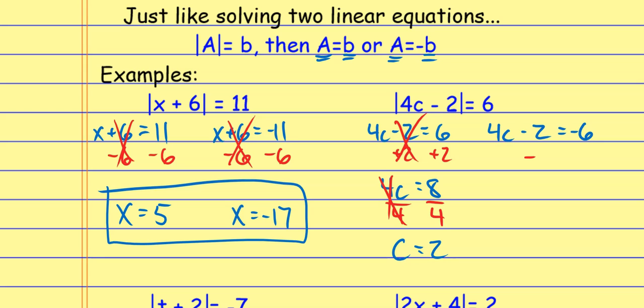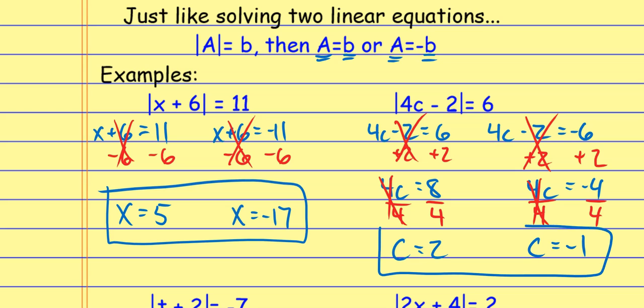I undo the subtraction by adding 2 to each side. The -2 and +2 cancel out. And now I undo the multiplication by dividing. Again, the times 4 and divided by 4 cancel out. And I get a -1. So there's my two answers. Okay?